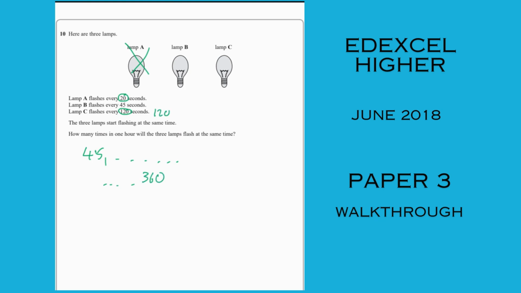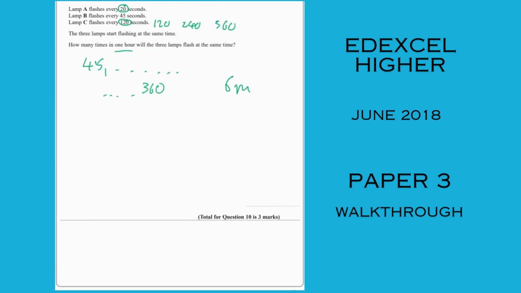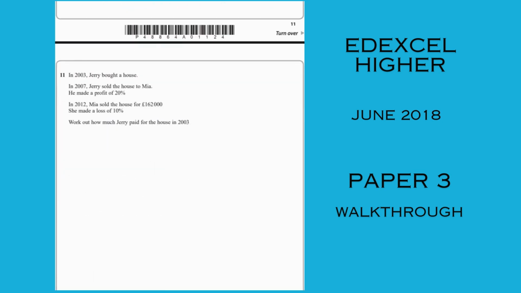And if you do the same there, as I say, by default, lamp A will flash at the same time as well. So they will flash all at the same time every 360 seconds, which is every 6 minutes. Another one of them, though, you haven't yet finished the question. How many times in 1 hour? So 6 minutes goes into 1 hour, 60 minutes, 10 times.